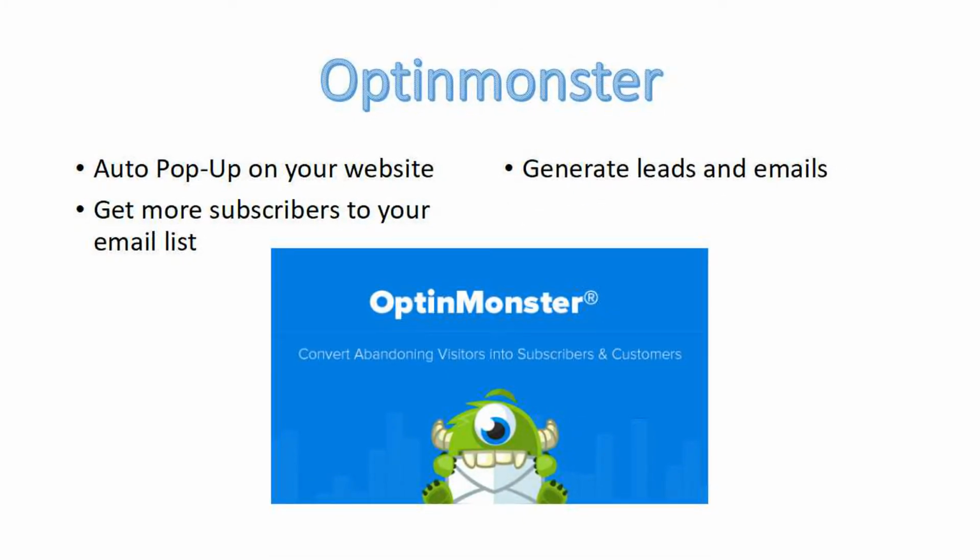Next we have Optin Monster. This is an auto pop-up that you can put on your website. You can get more subscribers to your email list, and you can generate leads and emails.